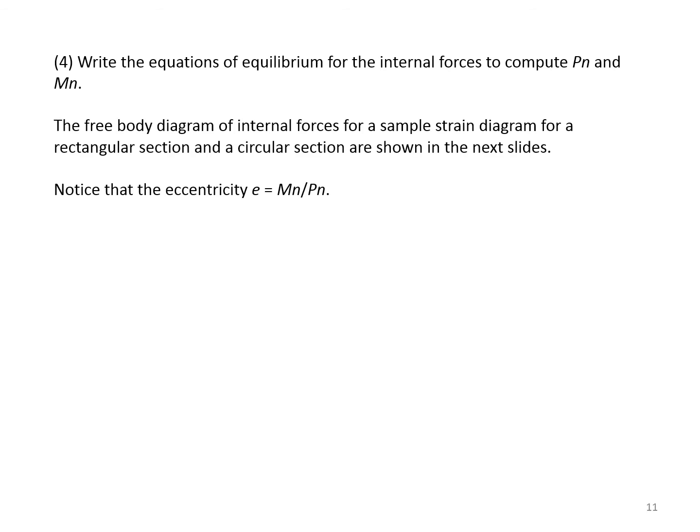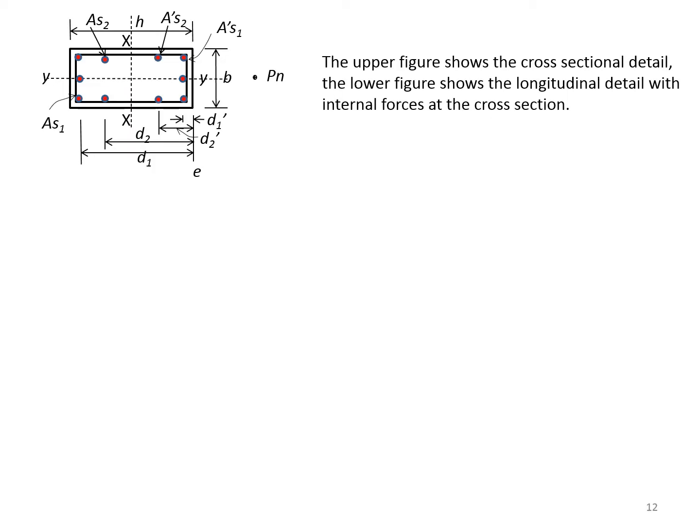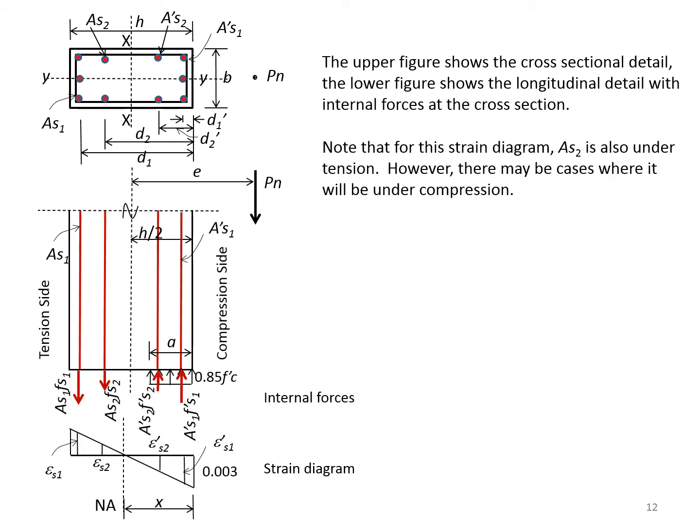Step 4. Write the equations of equilibrium for the internal forces to compute Pn and Mn. The free body diagram of internal forces for a sample strain diagram for a rectangular section and a circular section are shown in the next slide. Notice that the eccentricity e is always equal to Mn divided by Pn. The upper figure here shows the cross-section detail. The lower figure shows a longitudinal detail with internal forces at the cross-section shown. Note that for this strain diagram, As2 is also under tension. However, there are many cases where it will be under compression.